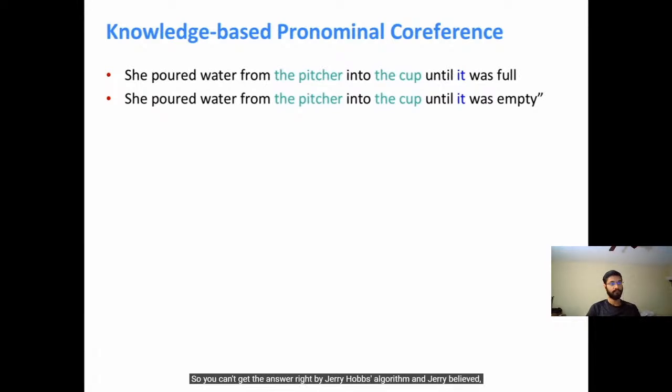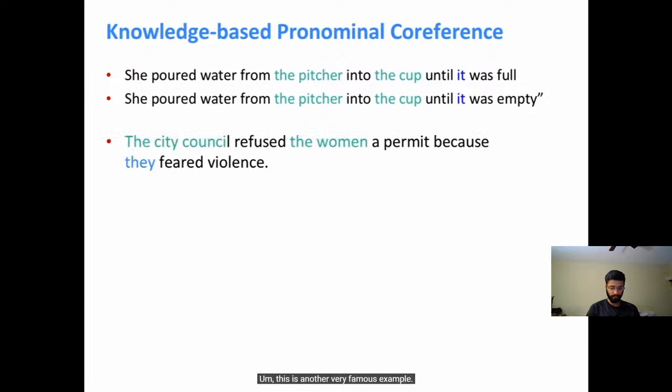And Jerry believed and still believes that the only way to get these kind of examples right is if you understand the world and you know what's going on in the world, so you can see what this is talking about. And there are lots of examples like this. This is another very famous example. The city council refused the women a permit because they feared violence. Who does the they refer to?